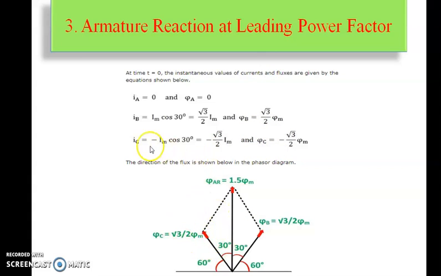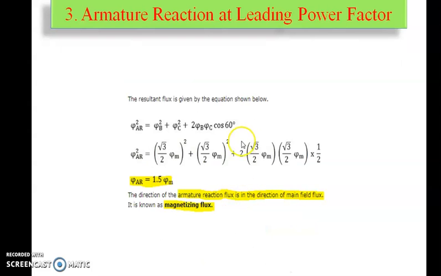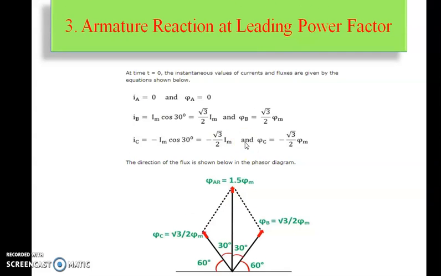Now this I will get by using phi b and phi c. Phi b I got as root 3 by 2 phi m, so this phi b is shown by this vector. Similarly phi c is minus root 3 by 2 phi m. Taking the resultant of these two, phi b and phi c, I get phi a, which we call the resultant armature flux. Phi b has this angle and phi c has this angle. Taking the resultant of these two, I get phi a, which again has an upward direction.